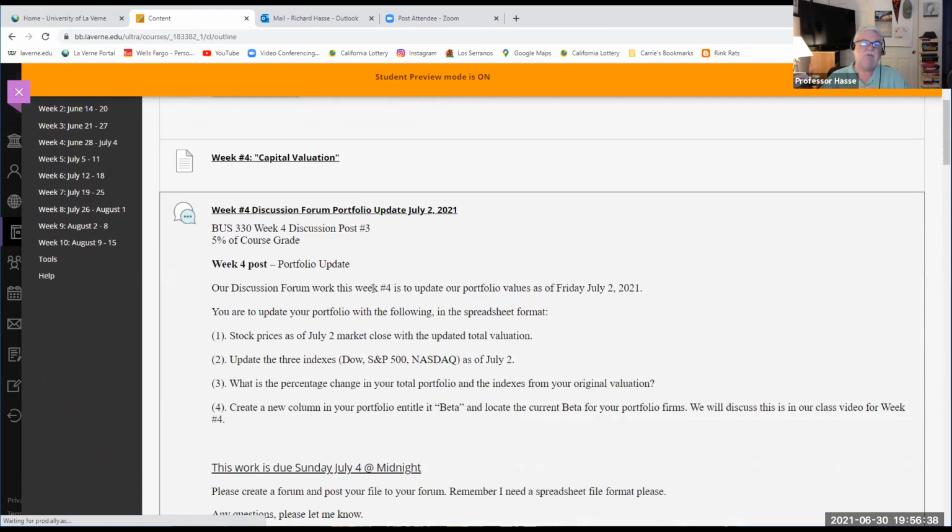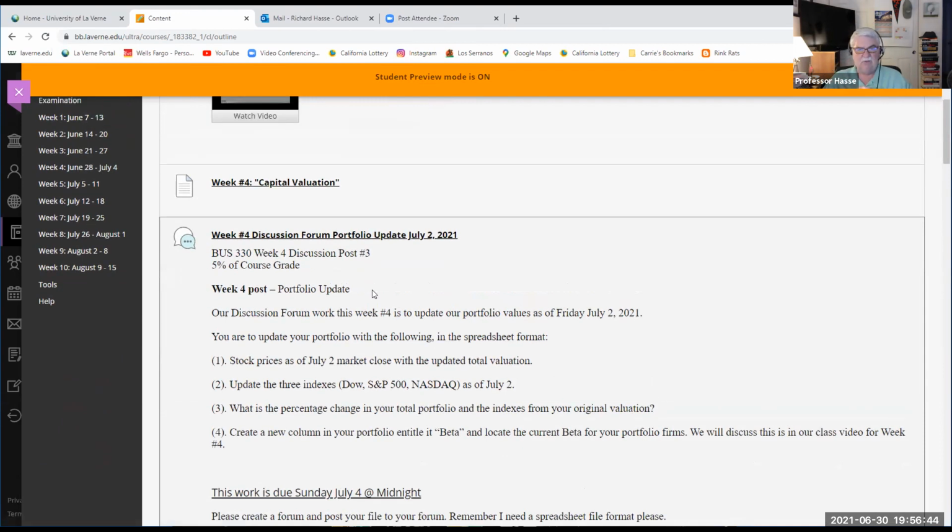You also have a week number 4 discussion portfolio. You are to update your portfolio for this Friday, July 2nd. Again, you need to submit your spreadsheet file to this file folder. You are to determine the stock price of July 2nd, and then update the total, update the 3 market indexes, and determine the percentage change in your total portfolio and indexes from the original valuation.